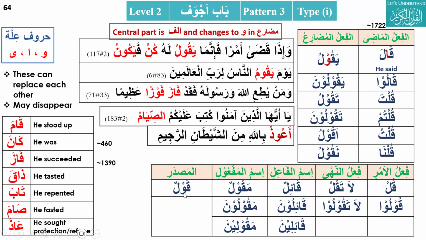Kaun. Okay. Kana means he was. What is the meaning of kun? Kun means be. Yakunu means he becomes, or he is.